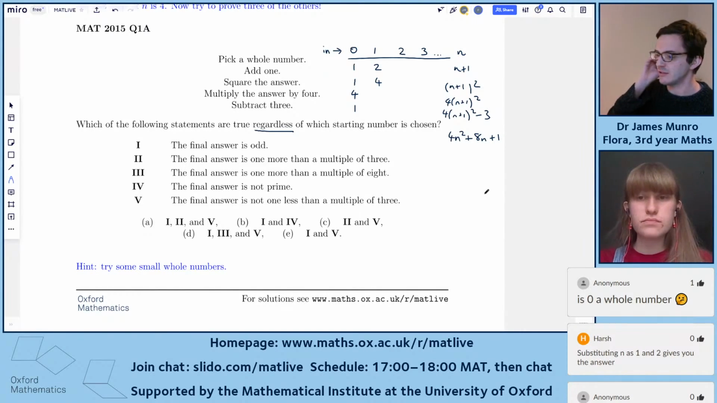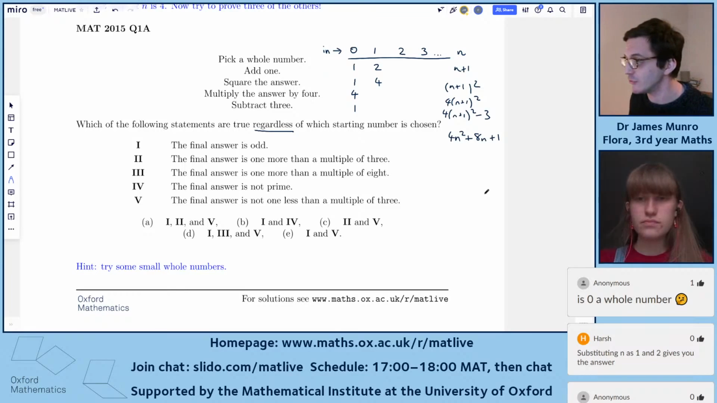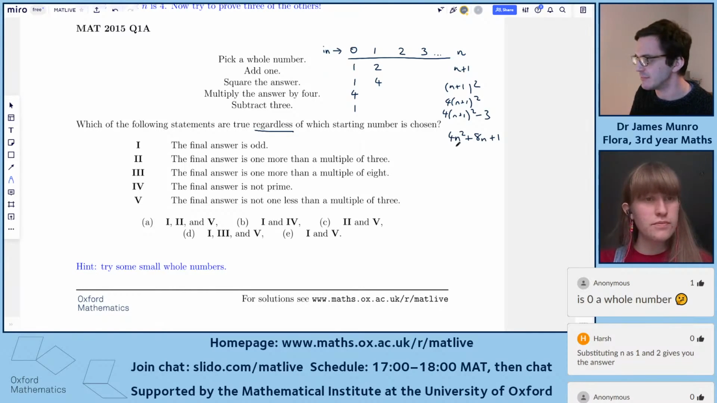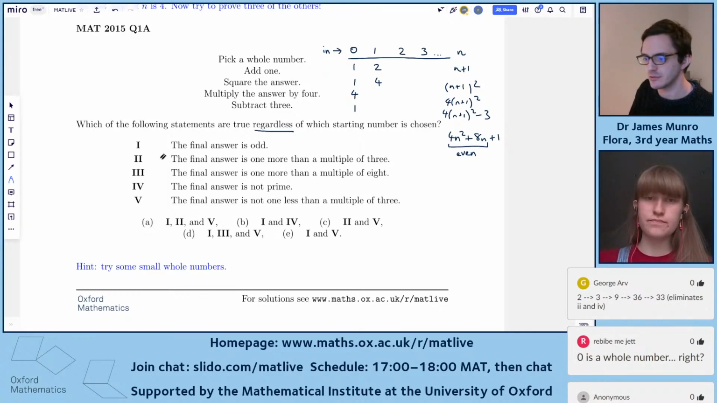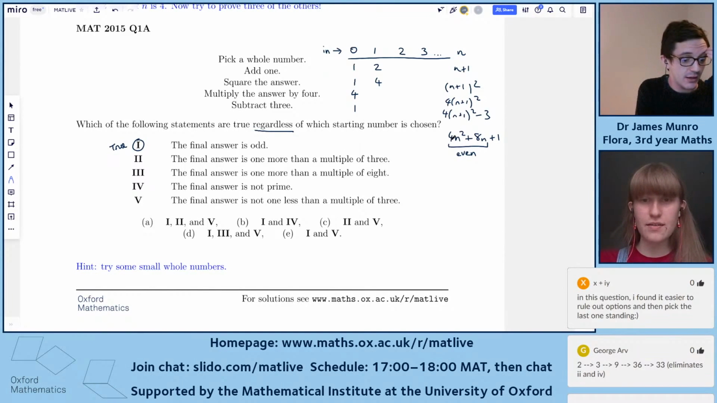Okay. That's looking like 1 more than a multiple of 4, but that's not an option. Shame. That is odd though, isn't it? This bit's even, because it's definitely a multiple of 2. Yes, this is odd. So we have figured out that 1 is definitely true. Algebra for the win.